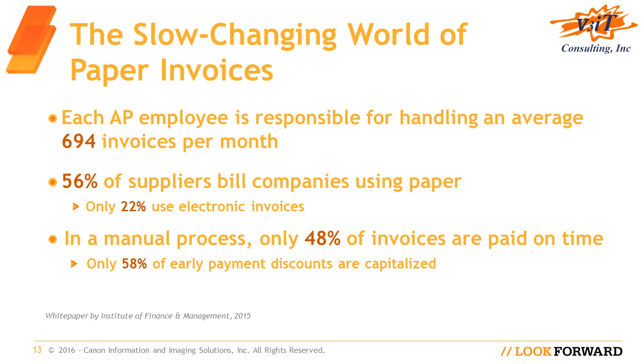So what we have attempted in our solution is to slowly change the world of paper invoices, basically digitize the whole thing. Here are some statistics, again from the Institute of Finance and Management. Last year, an average AP employee processed around 694 invoices. 56% of the suppliers still bill paper, and only 22% use electronic invoices. In a manual process, 48% of the invoices are paid on time, so almost 50% of the invoices, if you see the other side of the glass, are not paid on time. And what is more staggering is that 58% of early payment discounts are virtually never capitalized. So that's a significant number there again.